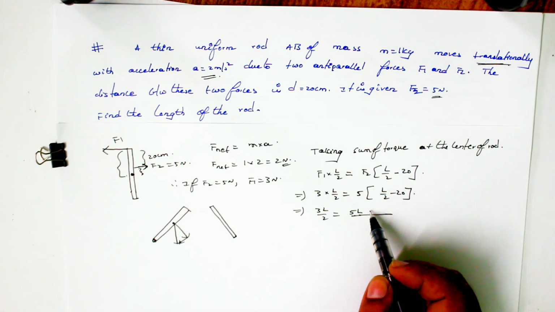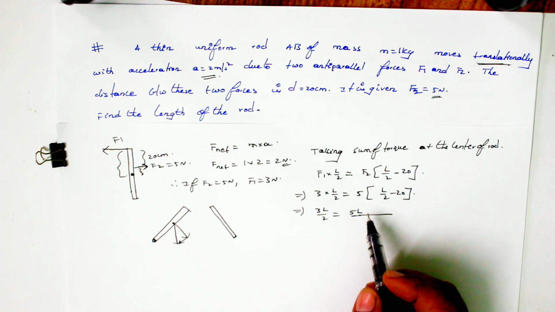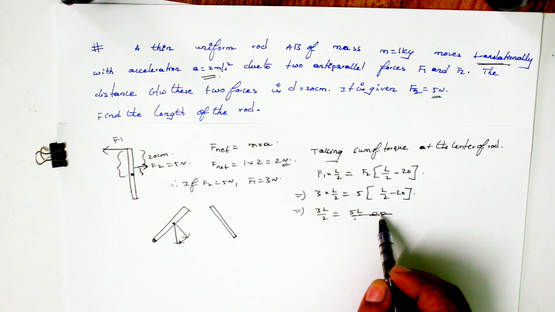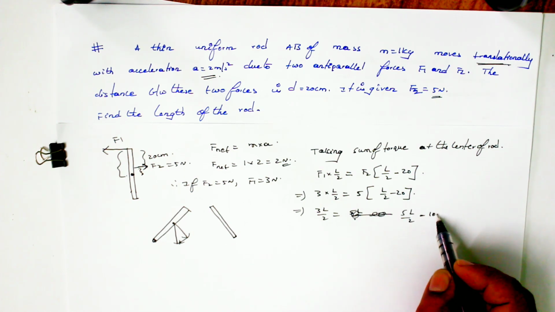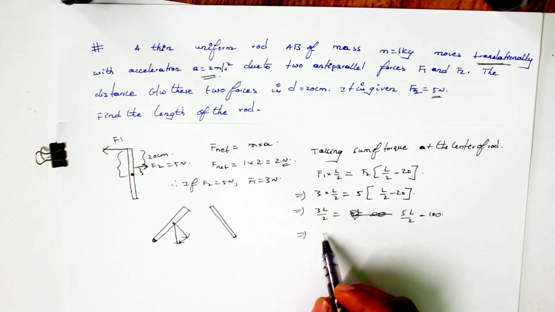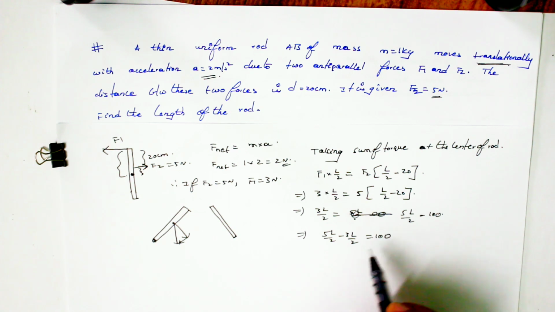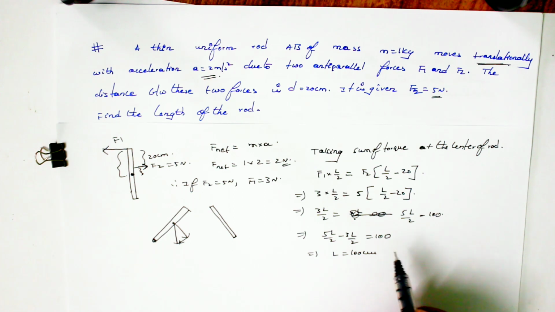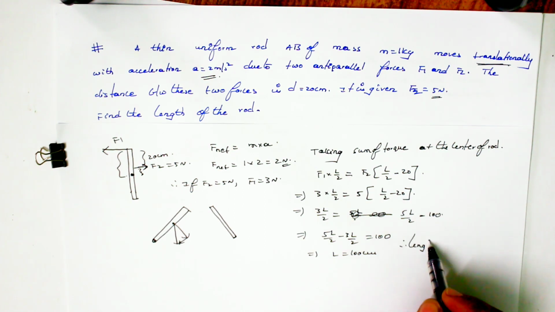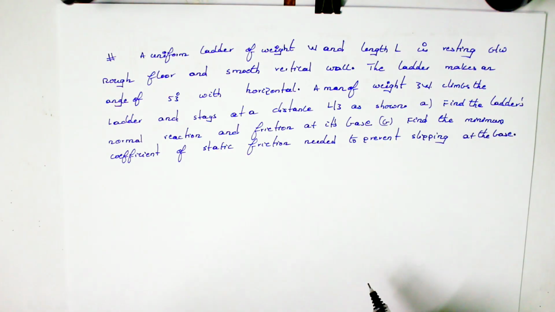minus 100, or we will write separately. So 5L by 2 minus 100. So therefore 5L by 2 minus 3L by 2 is equal to 100. So therefore 2L by 2, which is L, is equal to 100 centimeter. So therefore the length of this rod is equal to 1 meter. That is our answer.